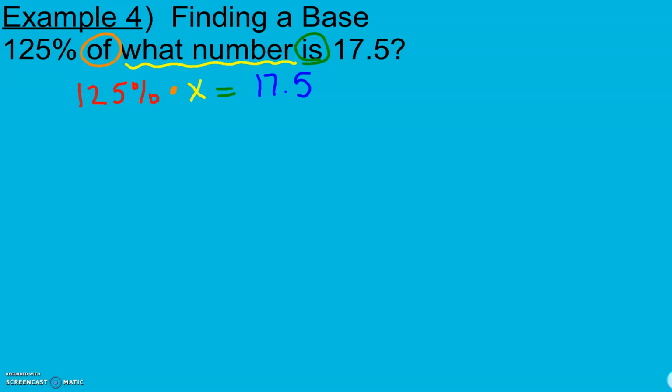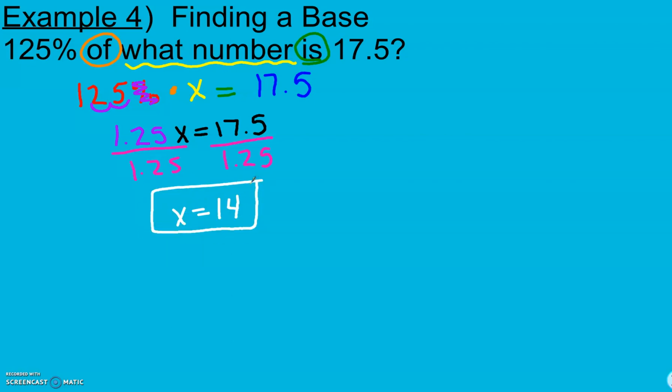One more thing I'm going to do is switch my percent to a decimal. Again, we move it 2 places to get rid of the percent sign. 1.25 times x equals 17.5. I didn't change any of the rest of that. Now, my variable is being multiplied, so I get rid of it by dividing. Whatever I do to one side, I do to both. And here we get 14.